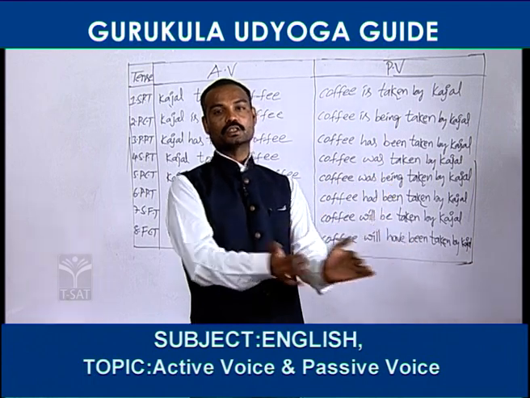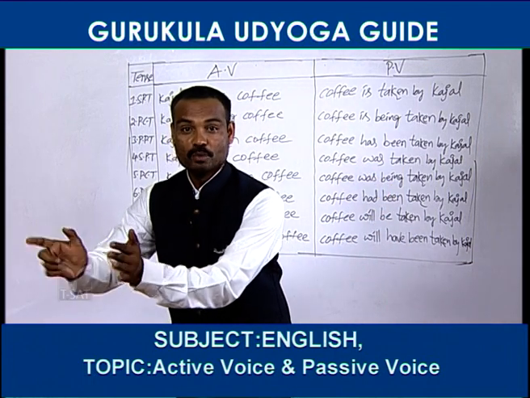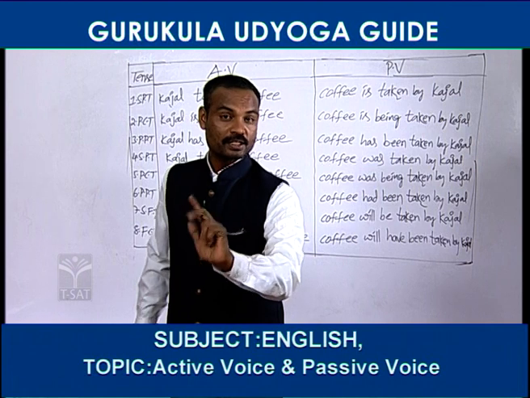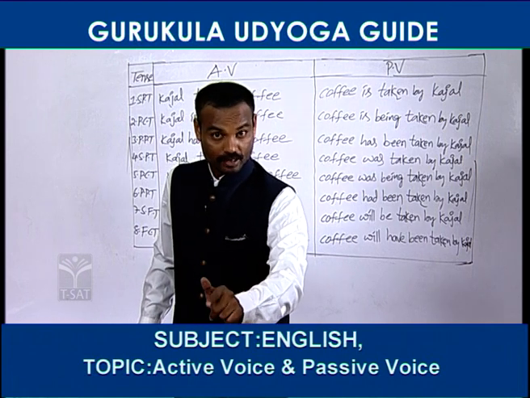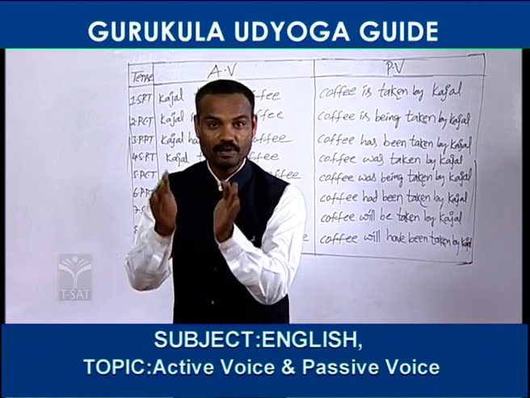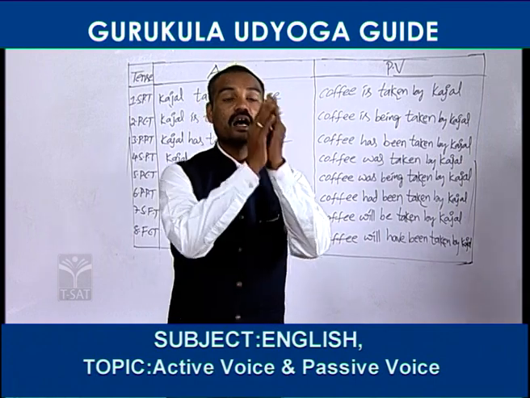100 movies is the object. Come on. 100 movies. Movies, plural. Plural means was or were? Was? No. Were. Yes, you are right. 100 movies were watched by you.